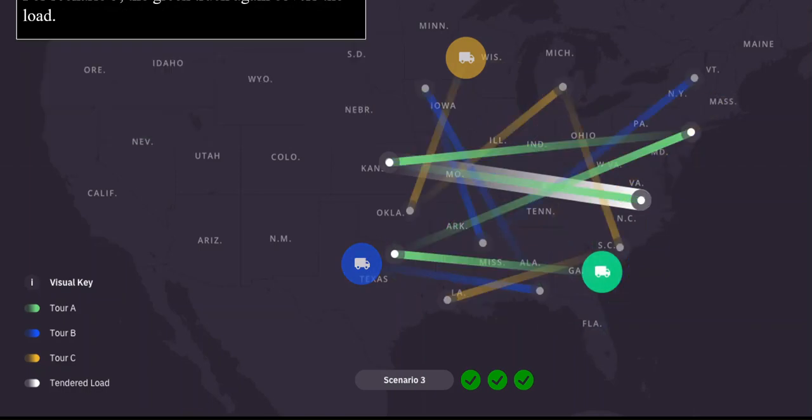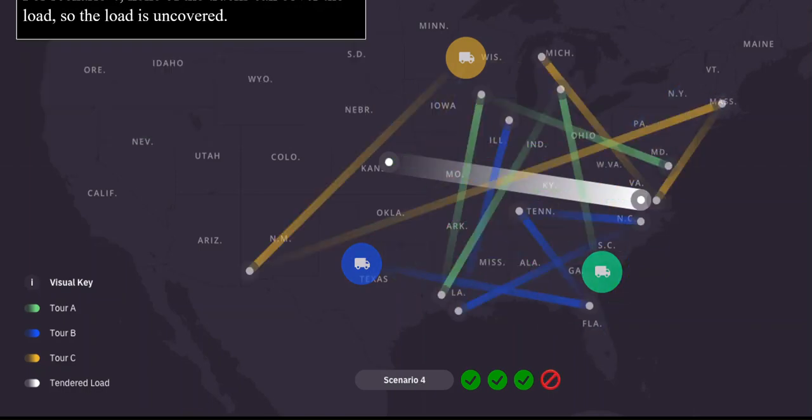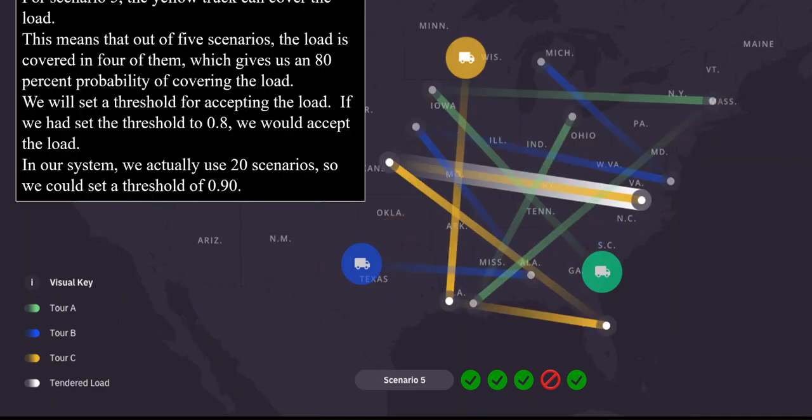Now, in another scenario, the blue driver covers it. In the third scenario, the green driver covers it. The fourth scenario, nobody gets near it. It just doesn't work for any of these drivers. The fifth scenario, back to the gold driver, can cover it. So in this particular example, 4 out of the 5 scenarios, I was able to cover it. And what we might do is decide that looks pretty good.